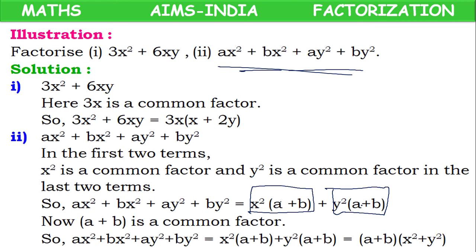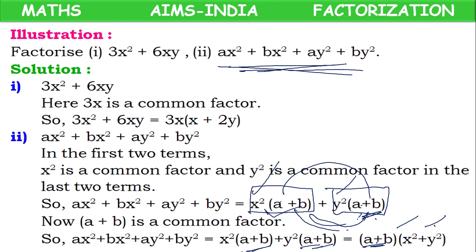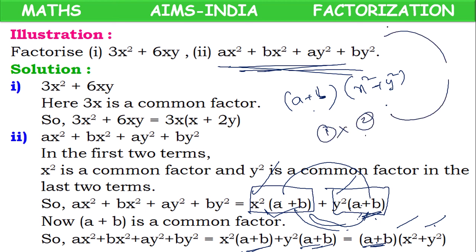But in the first term and second term, a plus b is there here, and a plus b is there here also. So a plus b is common. This time we can take a plus b common. So in the first term, x square is remaining, in the second term, y square is remaining. So this expression, written as factors, a plus b is one factor, x square plus y square is another factor. If we multiply these two factors, then the original expression will come.